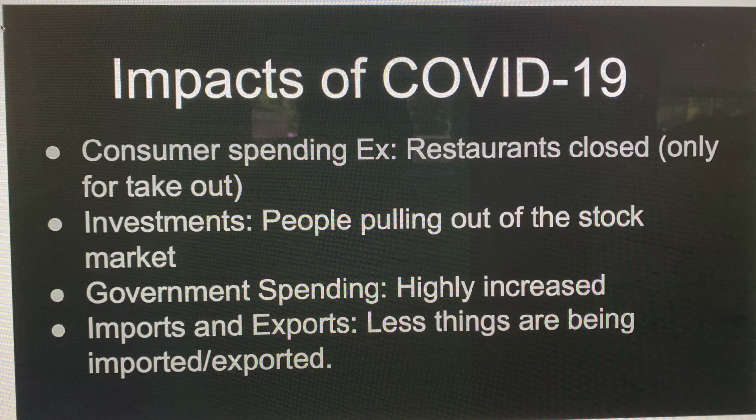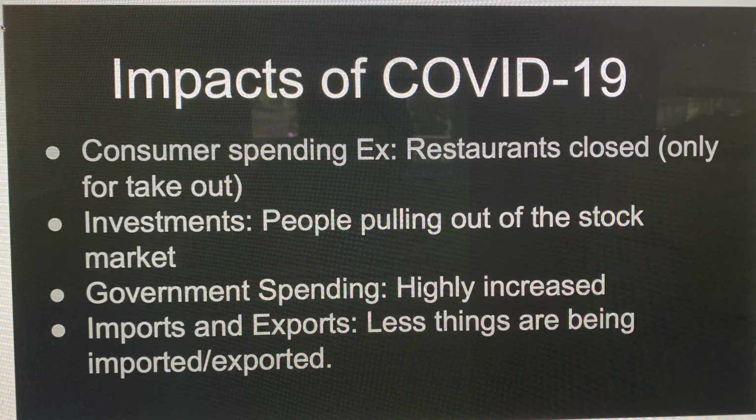Okay, so I think that coronavirus caused us to go into a recession. I think lots of things are impacted: consumer spending, investments, government spending, imports and exports. As we can see, consumer spending has decreased significantly. People aren't going out to restaurants. The restaurants are like takeout only. Investments, people are pulling out of the stock market, non-investing things, I guess trying to save their money.